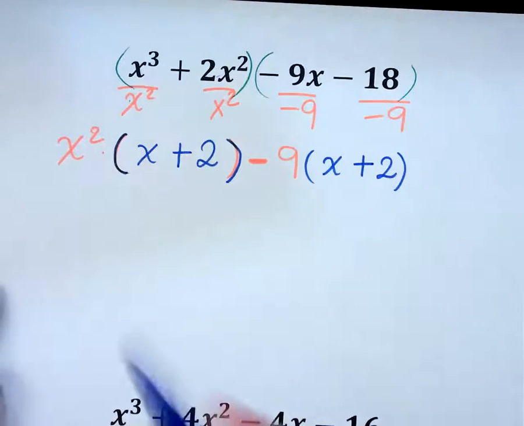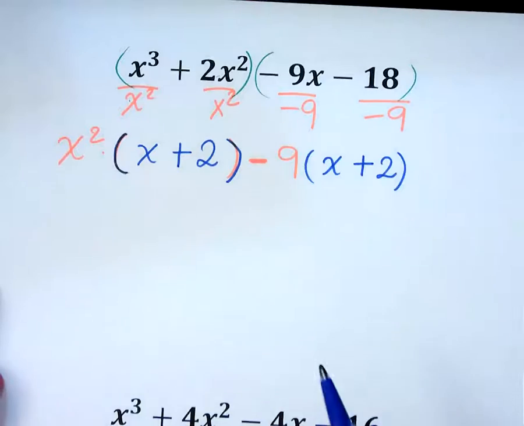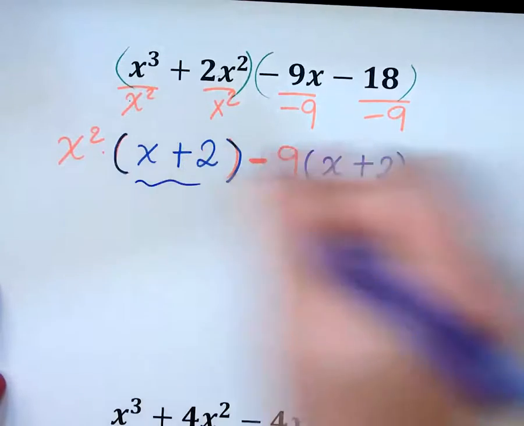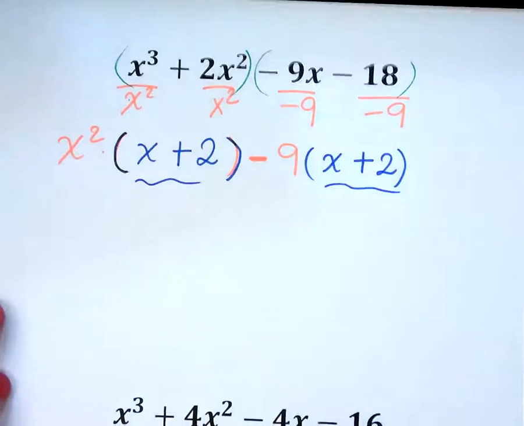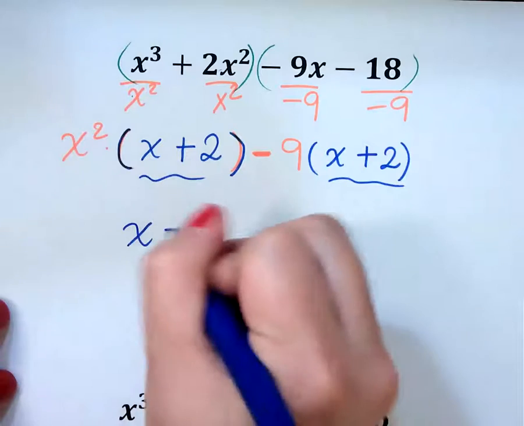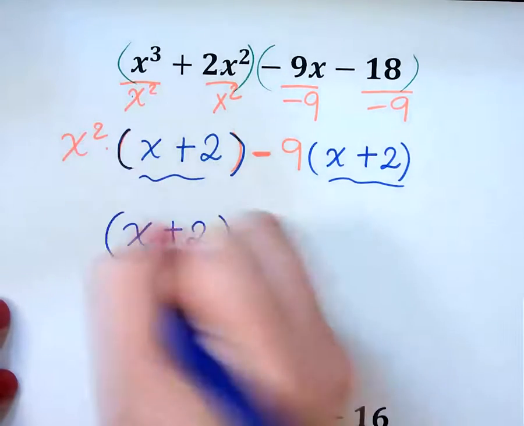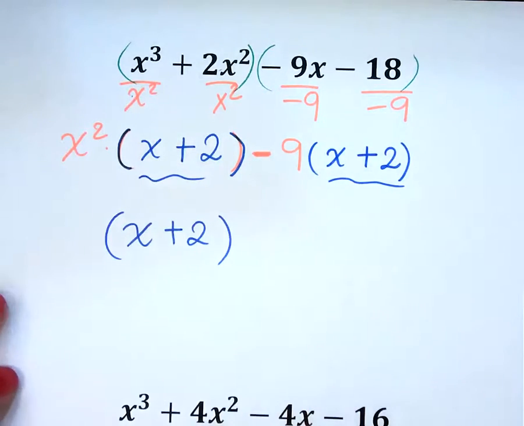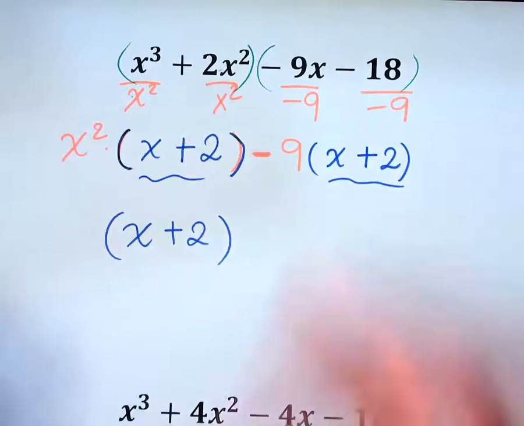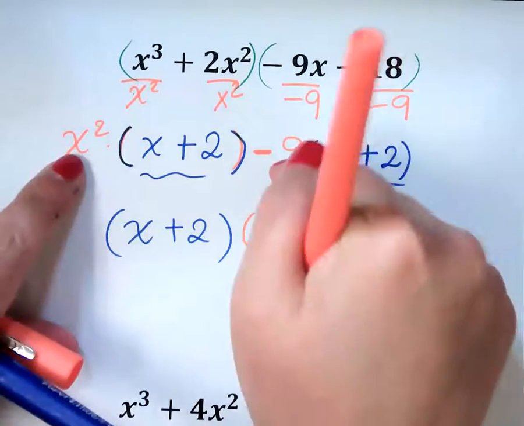Now we take a look at what we have here. This one and this one. In other words, x plus 2 repeats on both of them. That means x plus 2 is the greatest common factor. And then we have whatever remains, x squared minus 9.